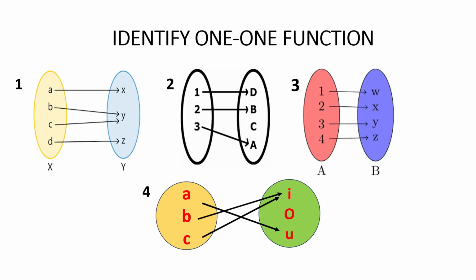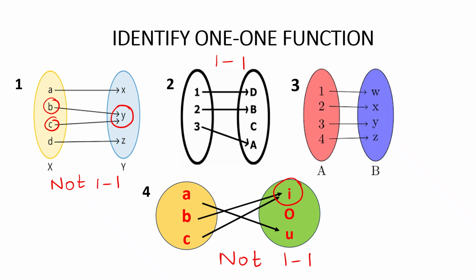Let's identify one-to-one functions. In the first and 4th mapping diagram, two different inputs are sharing the same output. That is B and C. Both are mapped with a single element, that is Y. And in figure 4, B and C are mapped with I. So these are not one-to-one functions. But second and third are one-to-one, as each input has a unique output value.